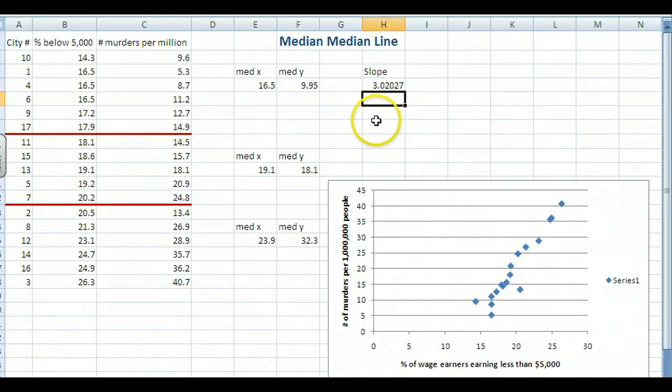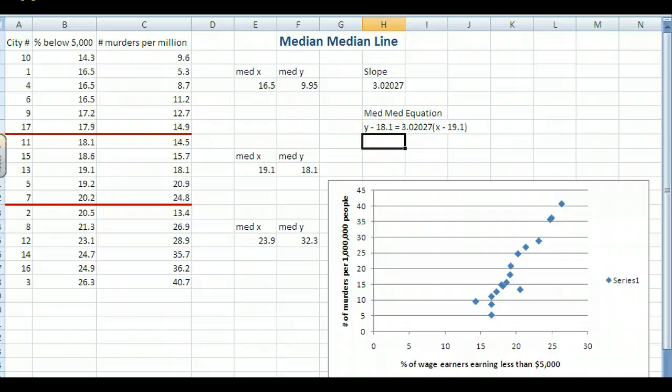There's the slope. So now we have the slope and a particular point, 19.1, 18.1. And now for the grand finale, putting it all together into the median-median equation. We're going to use that middle point. So I do Y minus 18.1 equals the slope, 3.02027, times x minus 19.1.